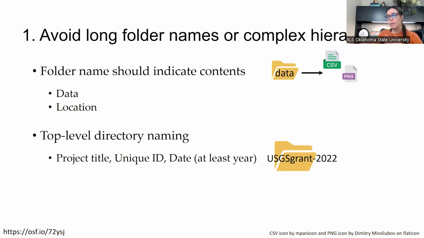Now, when it comes to top level directory naming, or your overall project folder, in that case it's okay to be a little bit more descriptive. You might include a project title, maybe even a unique identifier, and probably a date or at least the year associated with that project. The example I've shown here is a pretend USGS grant that I got in 2022. And so everything under this top level folder would be related to that USGS project.